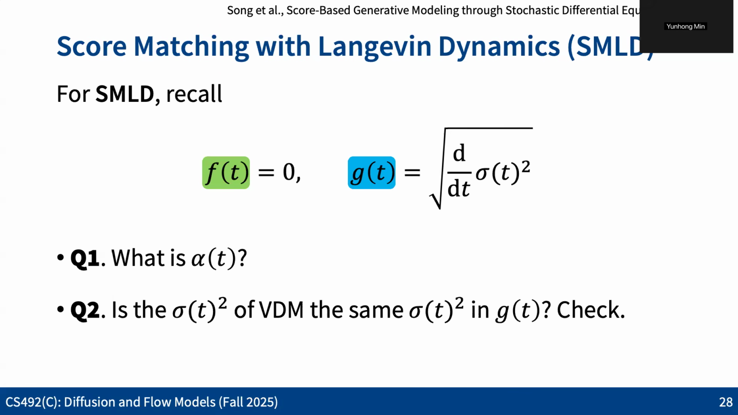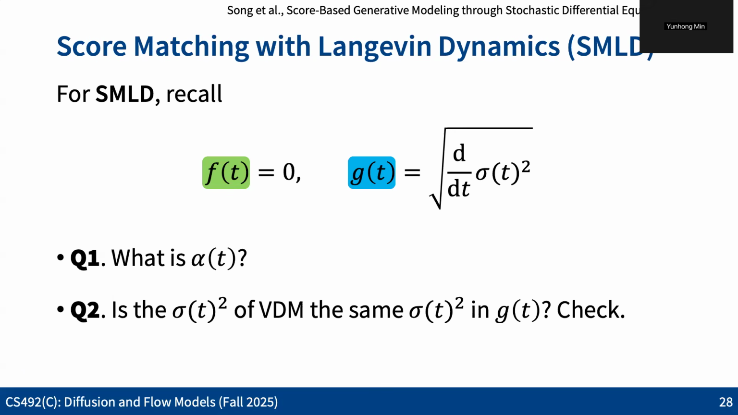By the way, these notations can be confusing, but we have d sigma and the sigma. What I mean by d sigma is the sigma function defined in the SMLD. So we should basically align with the variance that we have in the annealed Langevin dynamics.